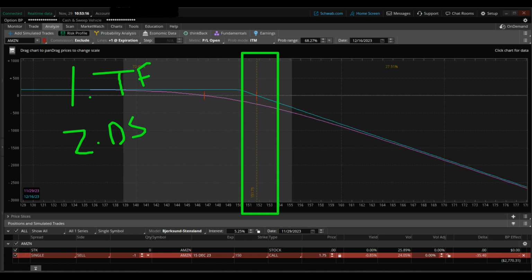Sounds good? So when you're a call option seller, time is in your favor and direction is already in your favor. Like, look at this. Amazon is currently already in our favor. So if Amazon stays in this position until expiration, we're making $175, right?